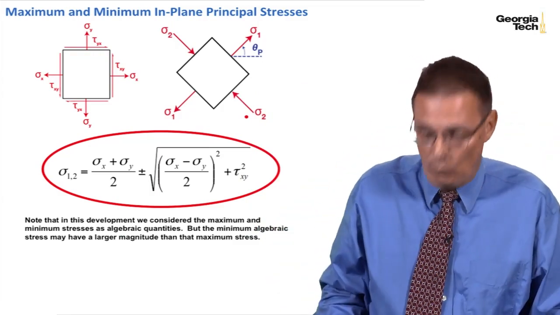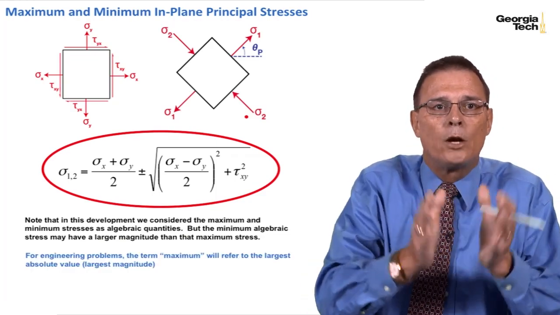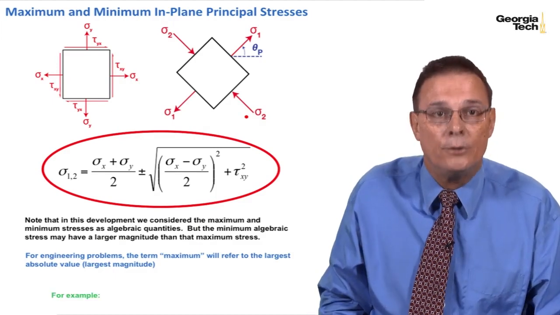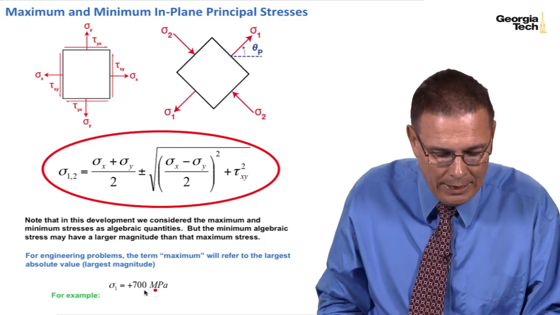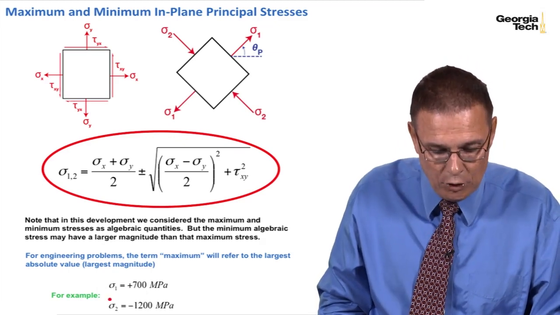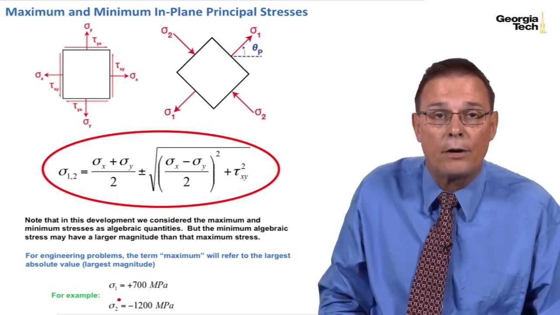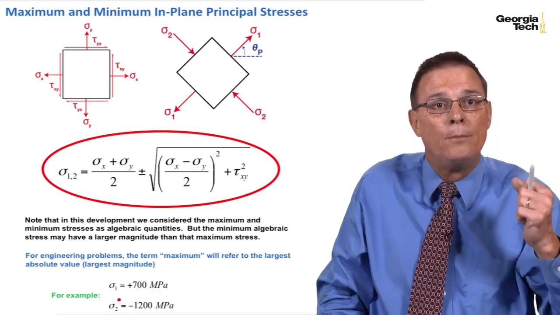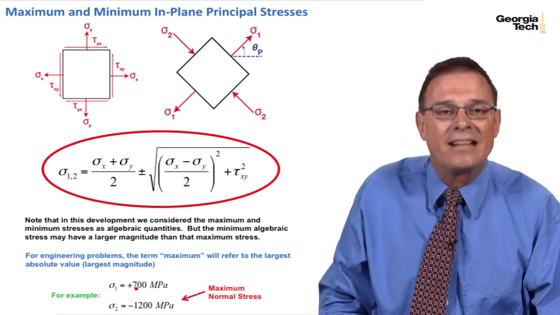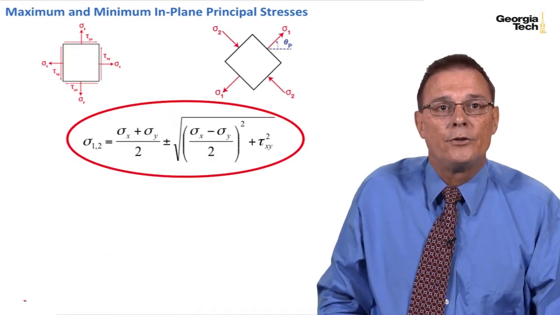But in our calculations for our engineering problems, when we use the term maximum, we're going to refer to the stresses with the largest absolute value or the largest magnitude. For example, sigma sub 1 maybe is 700 megapascals and sigma sub 2 is minus 1,200 megapascals. This one is in tension. This one is in compression. But if I'm talking about the maximum normal stress, I'm going to refer to the one that has the maximum absolute value when we do engineering problems.